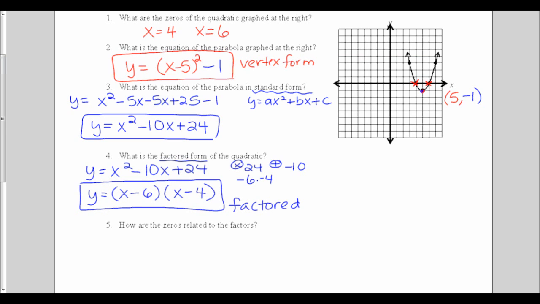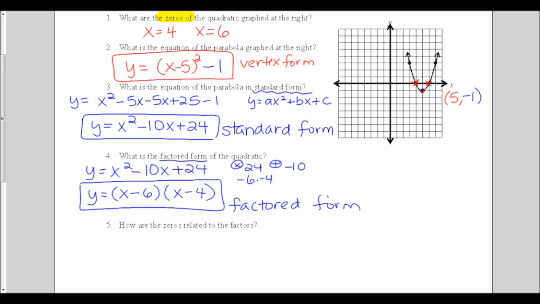You need to know the names for these three forms of a quadratic. We have factored form. In number 3, we had standard form. And like I said, in number 2, we had vertex form. So you need to recognize those three forms so you can follow directions. So the last question, number 5, says, how are the zeros related to the factors?